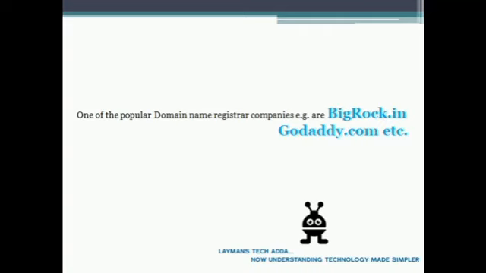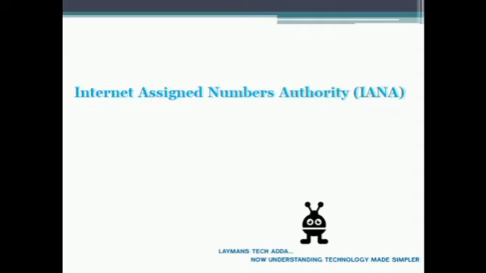So, apart from domain registrar companies, I would suggest to do some research on a corporation called Internet Assigned Numbers Authority, or IANA. Have a research on why do we require that organization, what it does, what is the responsibility of that organization, where is it located, etc.